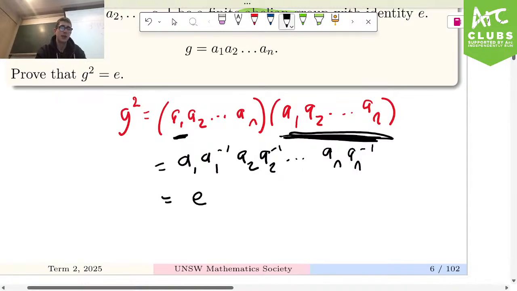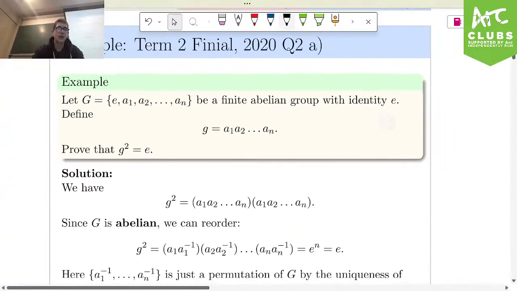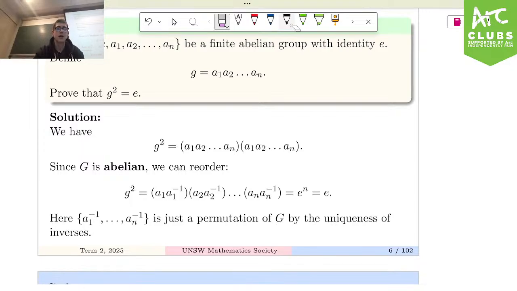Then this just becomes E star E, plus E star E, a bunch of times. So it actually ends up being E to the N, where in a group you would define E to the N as just doing the operation on your element N times, and it turns out that, of course, since we have the identity, this is just E. So that's what we wanted to show right here. Okay. And that's what I have written up here. And yeah, so permutation, the uniqueness of inverses.